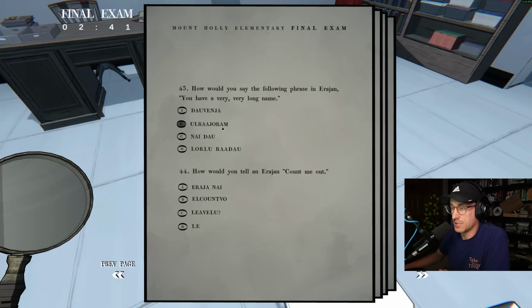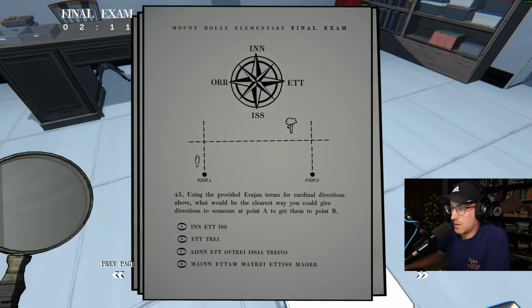So that's interesting. How would you tell an Arajan, count me out? This would mean me count away, which could be something. Lay means a lack of myself. Iraja. I would go with count as the verb. I think you have to add it. Okay, so 2 questions left.